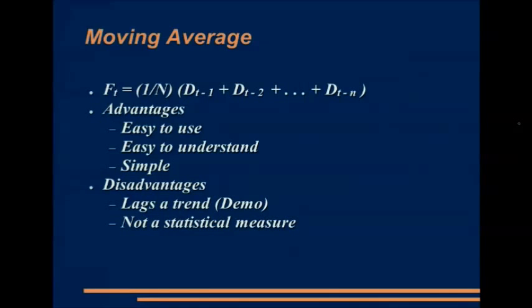So for a moving average, the forecast for my next period, F of t, is 1 over n times the sum of my observations from the previous n periods. The advantage is it's easy to use, it's easy to understand, and it's simple. The disadvantage is that it lags a trend and it's not a statistical measure.